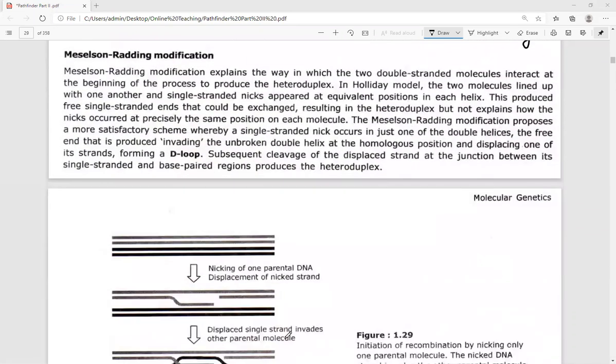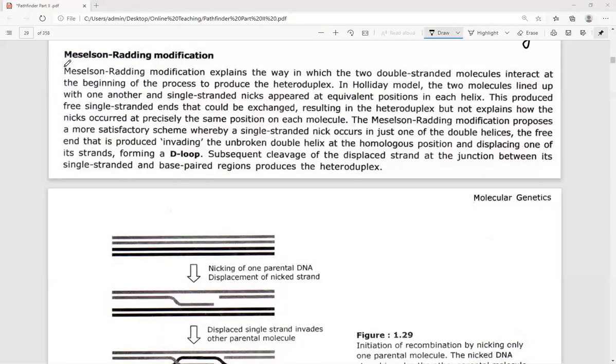Now, Michelson and Redding modification. What do you mean by Michelson and Redding modification? Michelson and Redding gave a particular modification of the model in order to explain how the process of recombination is going to take place. Okay, some queries? Clear.